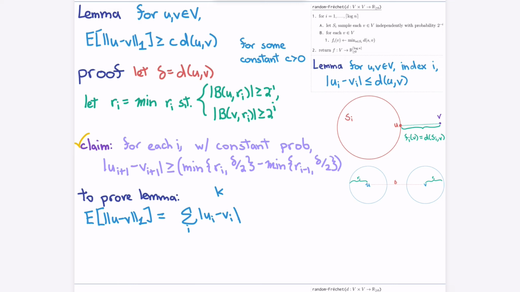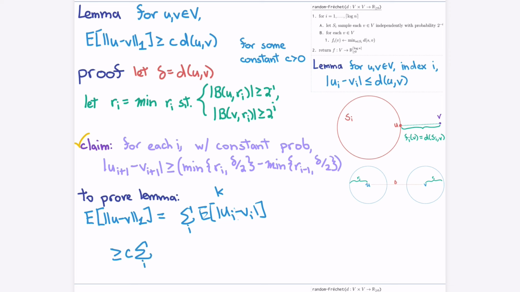So you're going to get, okay, let me do this more slowly. Sum over i, the expected value of the coordinate. So here this is just linearity of expectation. To say that this thing is at least this thing a constant fraction of the time implies the expectation of this thing is at least a constant times this thing. Okay, so let me write it out slowly.